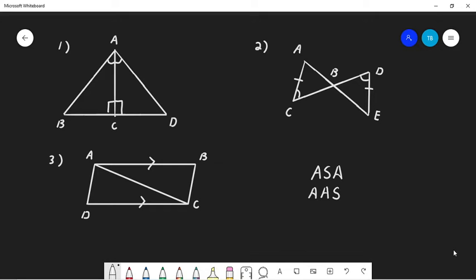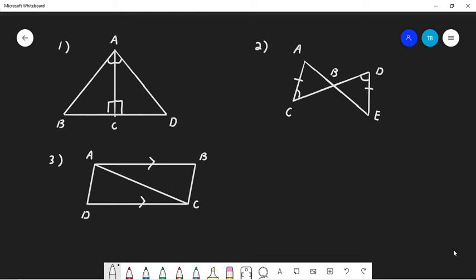So the main difference between these two postulates is whether or not the S, or the side, is included, meaning whether or not it's between the two pairs of congruent angles. So let's see what we can do with these postulates.